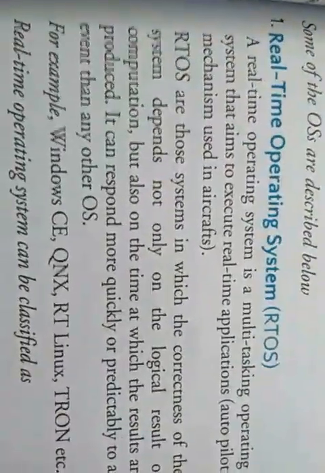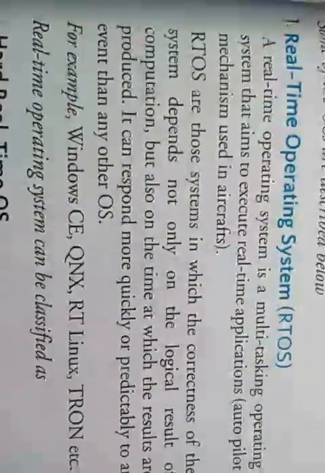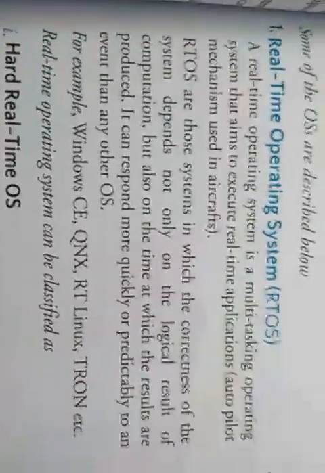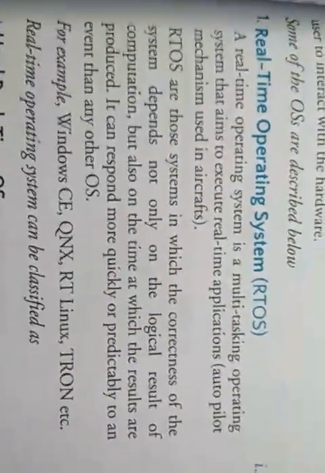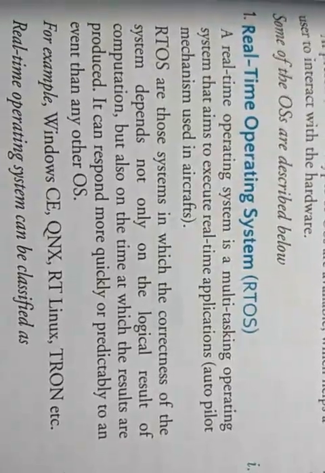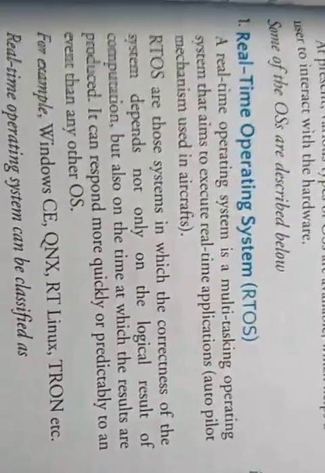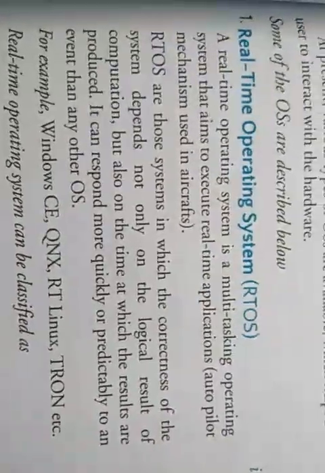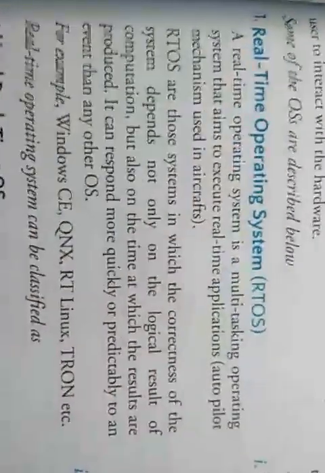And the next category is the real-time operating system. The real-time operating system is mostly used in real-life applications, such as the railway reservation system or an airline reservation system. A real-time operating system is a multitasking operating system that aims to execute real-time applications such as the autopilot mechanisms used in aircraft.